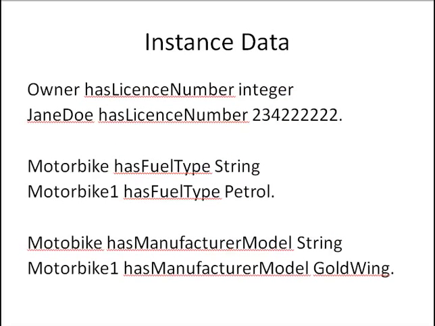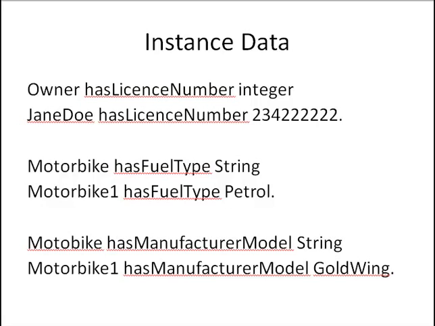To understand the instance data, we take a look at the controlled natural language requirements that form a triple in terms of the concept, action and concept. For example, owner has license number integer. In terms of the instance data, it's Jane Doe has license number 234222222.